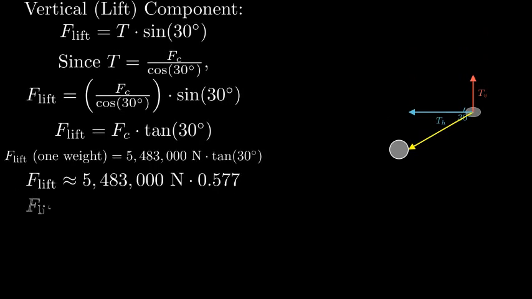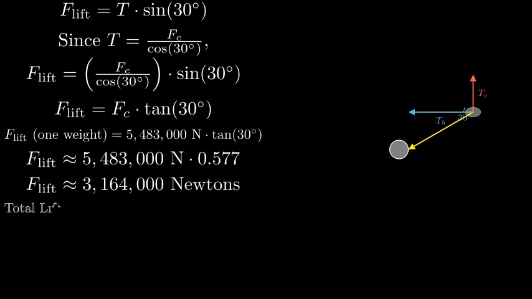Calculating this for one weight, we get a lift force of about 3.16 million newtons. Since there are two weights, the total theoretical lift force is double that, or approximately 6.3 million newtons. That's an incredible amount of upward force. So we've calculated a massive upward force.